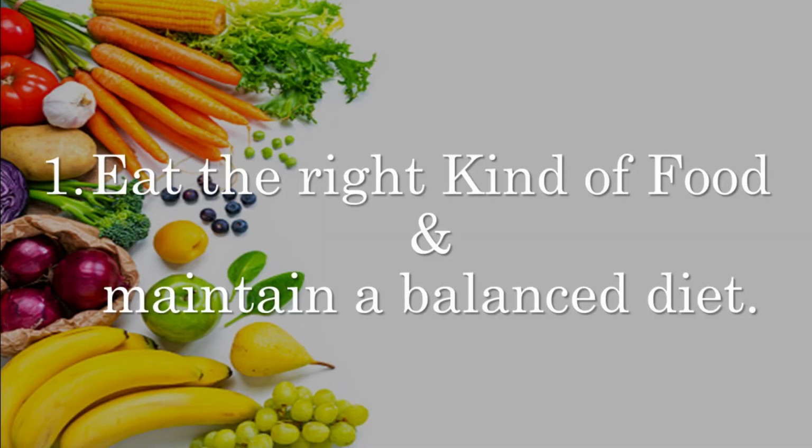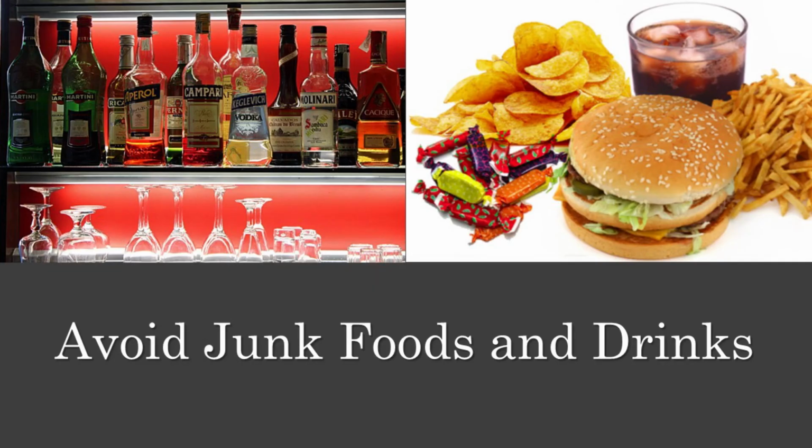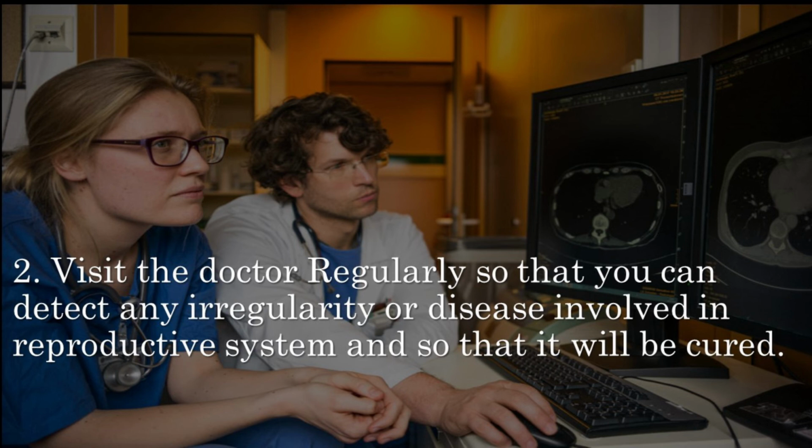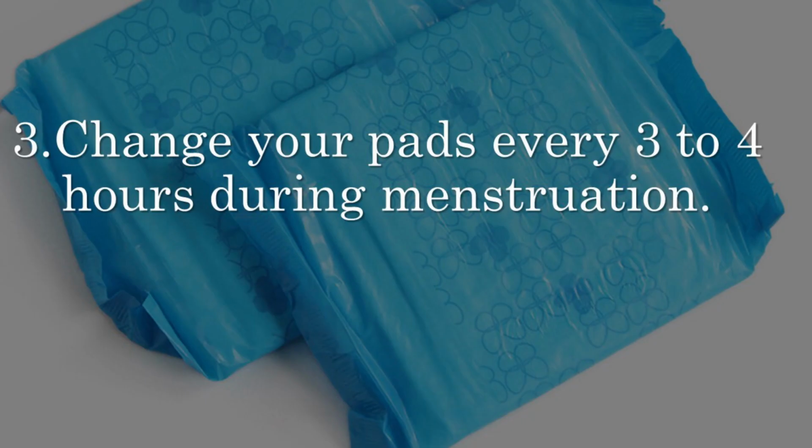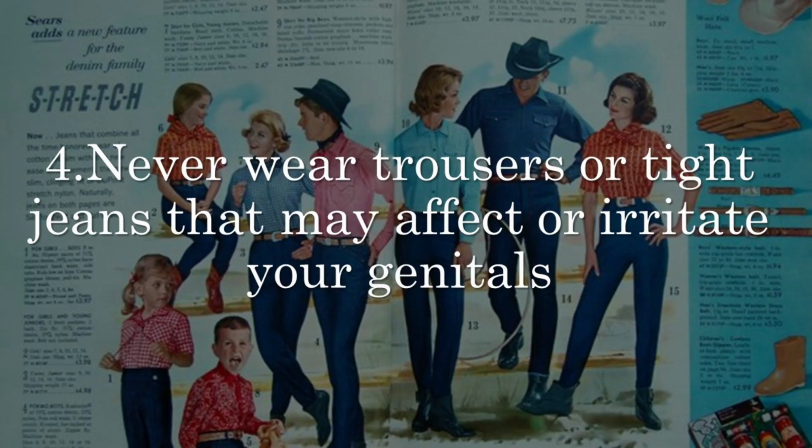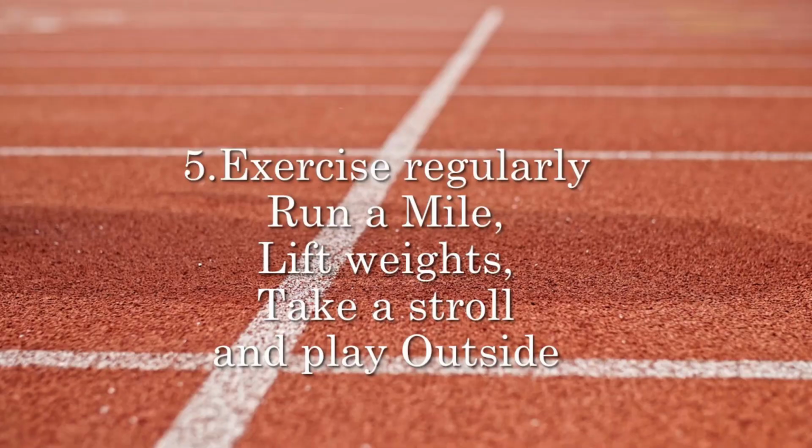First, eat the right kind of food and maintain a balanced diet. And second, avoid junk foods and drinks. Visit the doctor regularly so that you can detect any irregularity or disease involved in the reproductive system, and so that it will be cured. And third, change your pads every 3 to 4 hours during menstruation. Never wear trousers or tight jeans that may affect or irritate your genitals. Exercise regularly: run a mile, lift weights, take a stroll, and play outside.